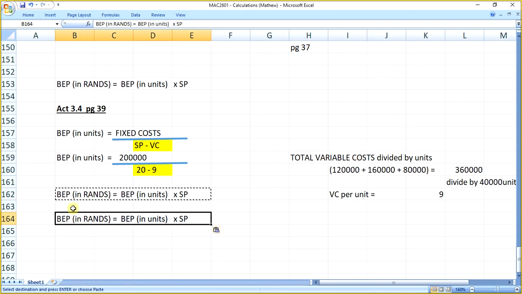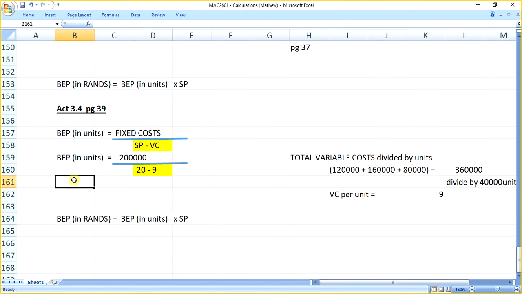Solve for the break-even point in units. 200,000 divided by open brackets 20 minus 9, close brackets, you get that. Is that okay? Yes. All right, it should be the same as what they've got in their textbook. Let's check their textbook and see if it's right.